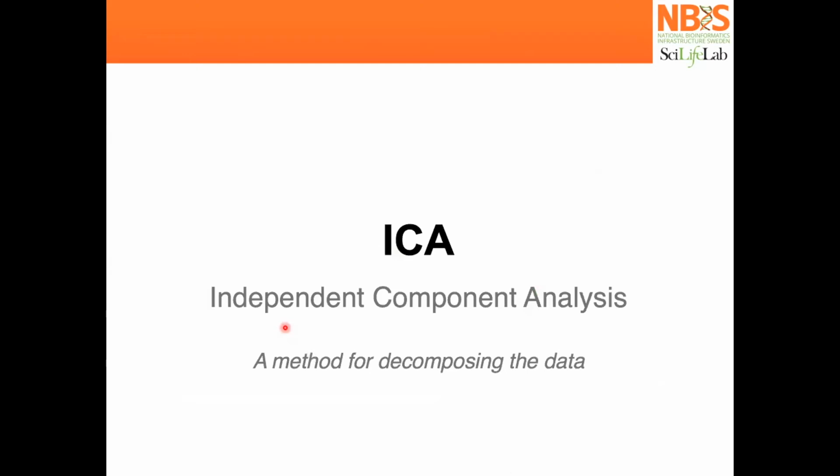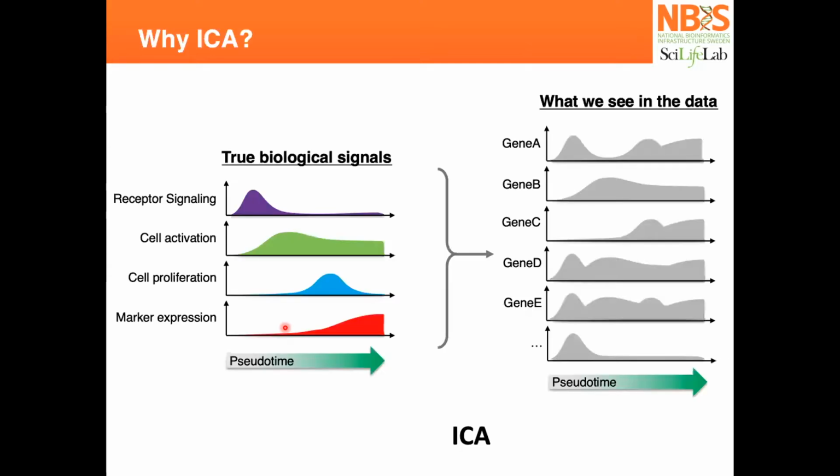So before going into the methods for trajectory inference analysis, we need to talk about at least two new dimensionality reduction techniques that are quite often used for trajectory specifically. One of them is ICA, independent component analysis, and that was already published in the first paper of Monocle, for example. The idea of ICA is a little bit different from PCA.